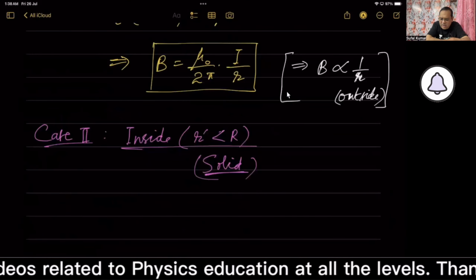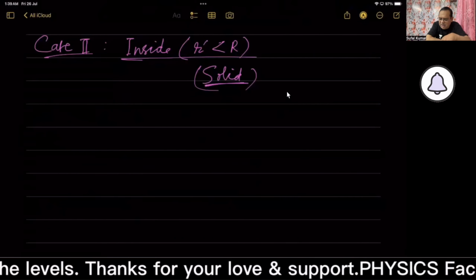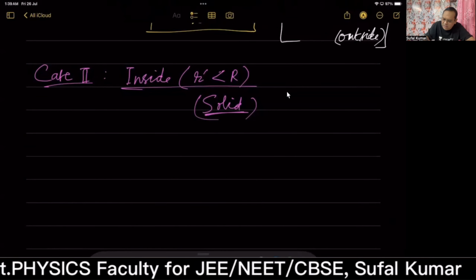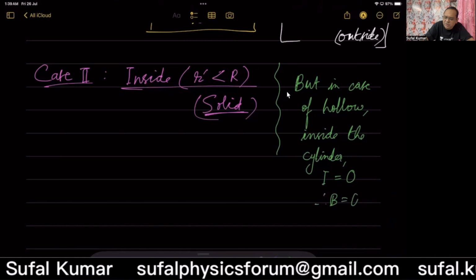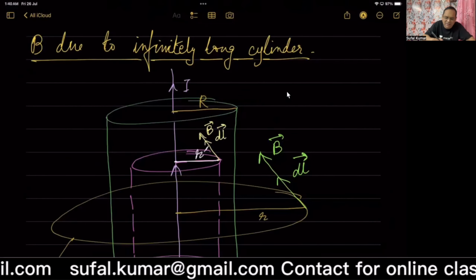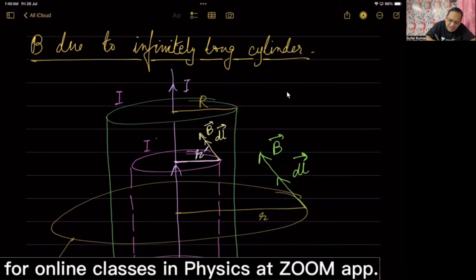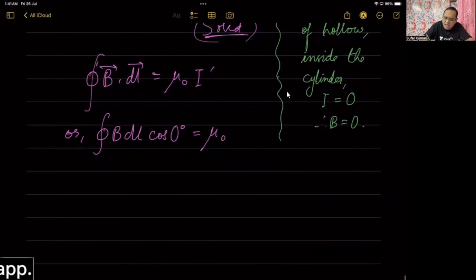But now in case of hollow, what will happen? For solid we need to discuss in length, but if it had been hollow, I need to mention I is equal to 0, therefore B is equal to 0. Now for solid, mu naught times I dash. Here it was I, but now it is I dash, a slightly reduced value. We need to show the calculation for I dash in terms of I.